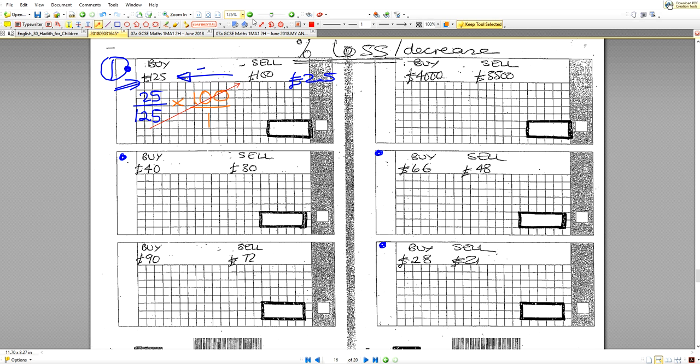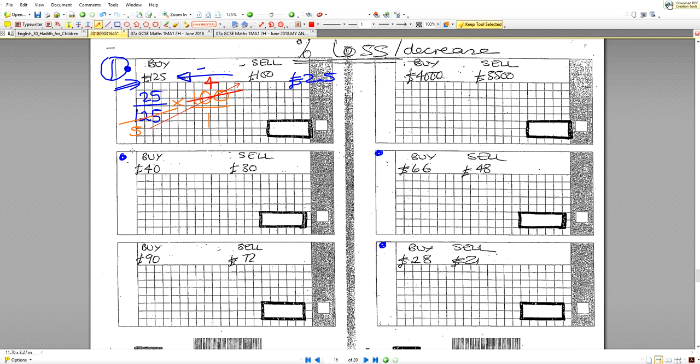125 and 100, let's go. Let's see what we can divide by. Let's pick a nice red. So 125 and 100, they'll both divide by 25. So that will fit in there 5 times, and 25 will fit into 100 4 times.